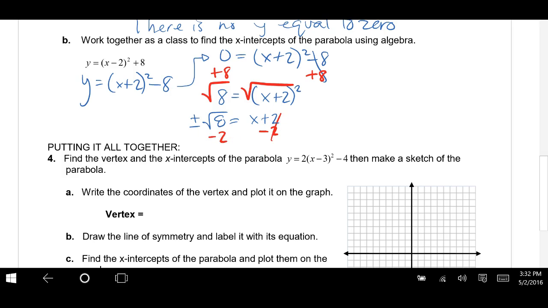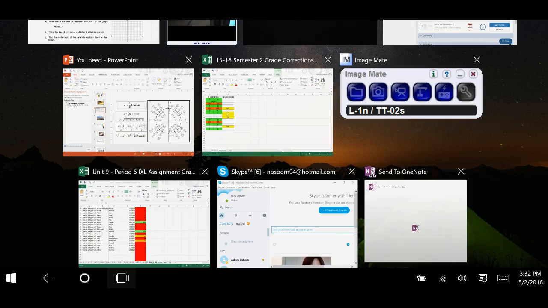Okay, that goes away. And now our first answer is going to be x equals positive square root of 8 minus 2. And the next answer is going to be the negative square root of 8 minus 2. Now let's go ahead and figure out what that is on the calculator.